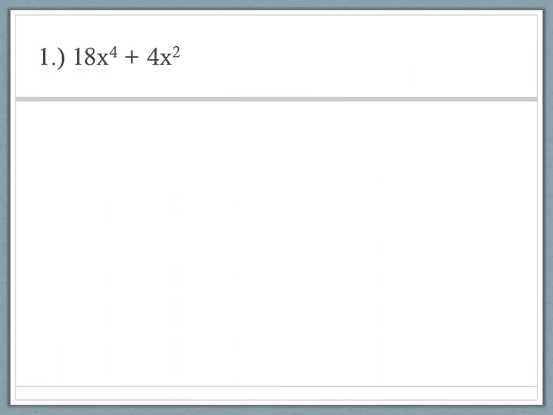All right, guys, so let's look at these when we're factoring. So first thing that we're going to do is we're going to look at our numbers, and we're going to try to figure out what our GCF is. Okay, so I'm going to go ahead and write my numbers down first. So I have 18 and 4. And let's go ahead and list out our factors.